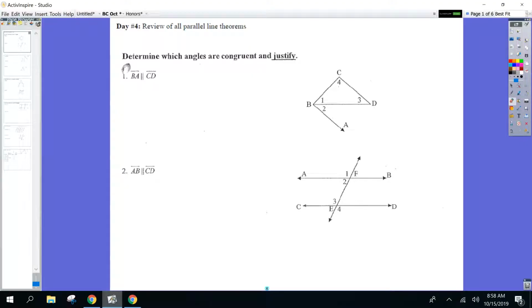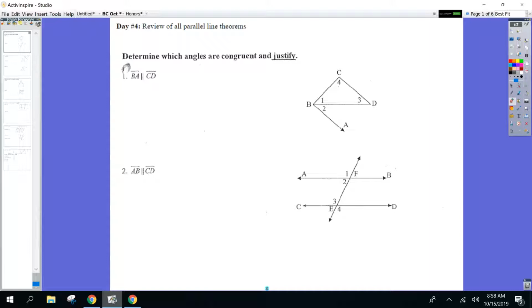As I was walking around, I was just reminded I needed to tell you guys the sheet you got with all the facts from Unit 2. Remember, that's not allowed on Thursday's quiz. So halves of equal quantities, supplements of congruent angles are congruent, subtraction, addition, you won't have that sheet with you because that's all your responsibility now. All right, so keep that in mind.